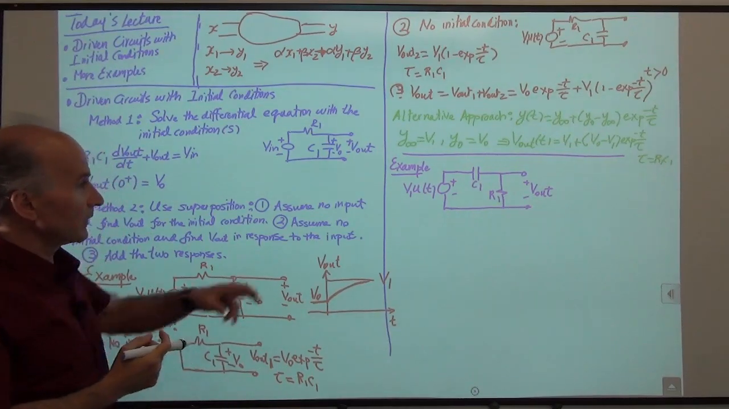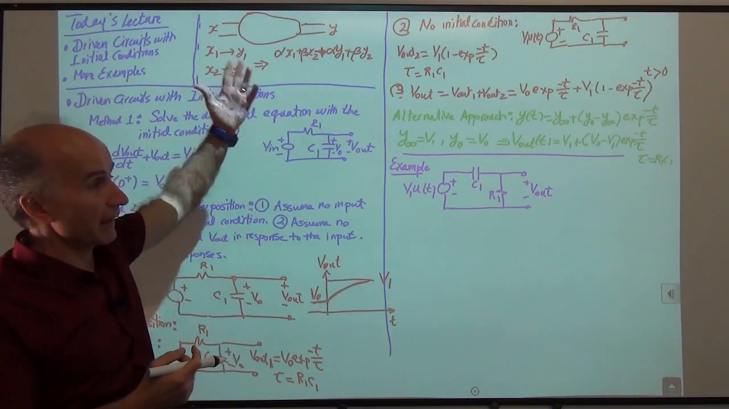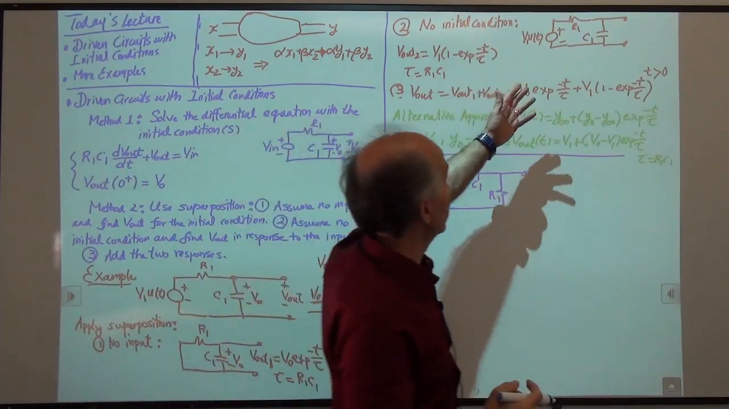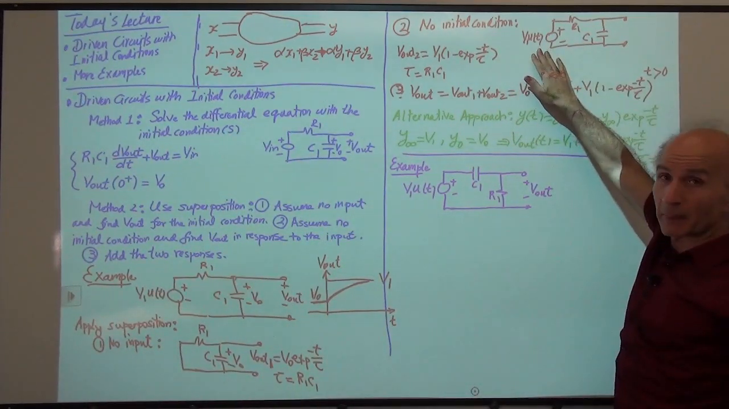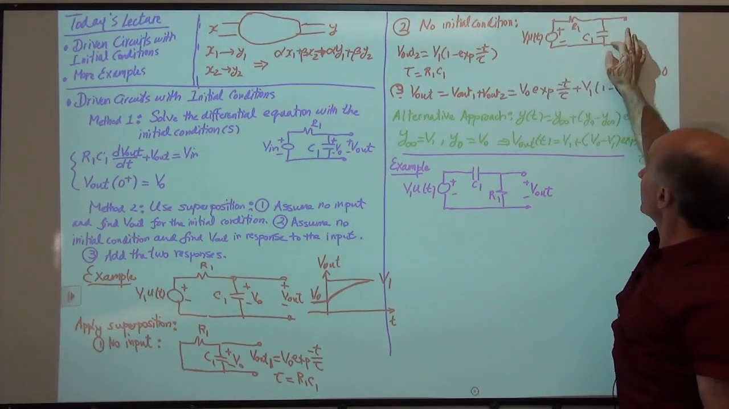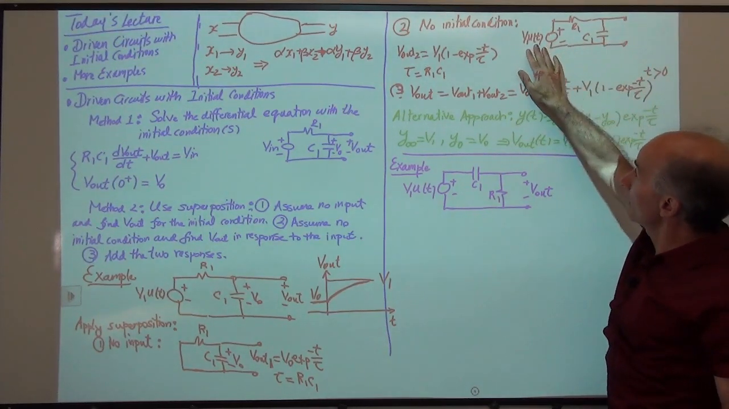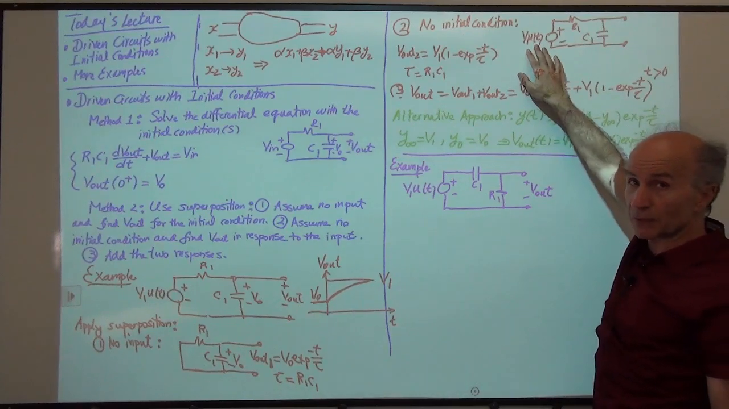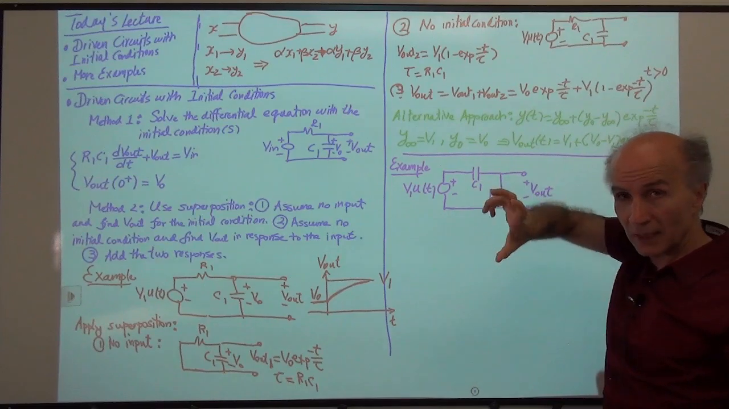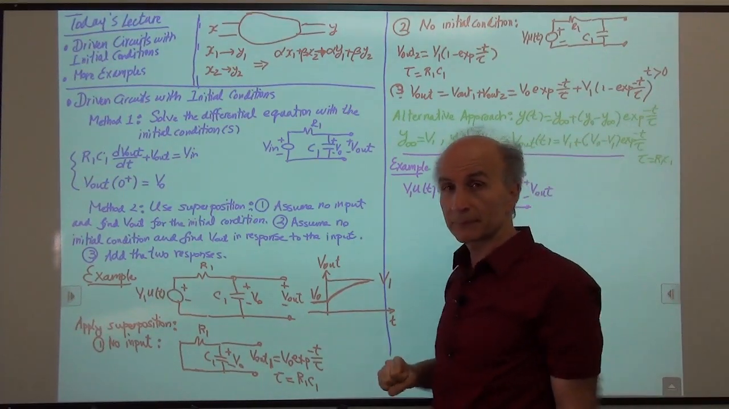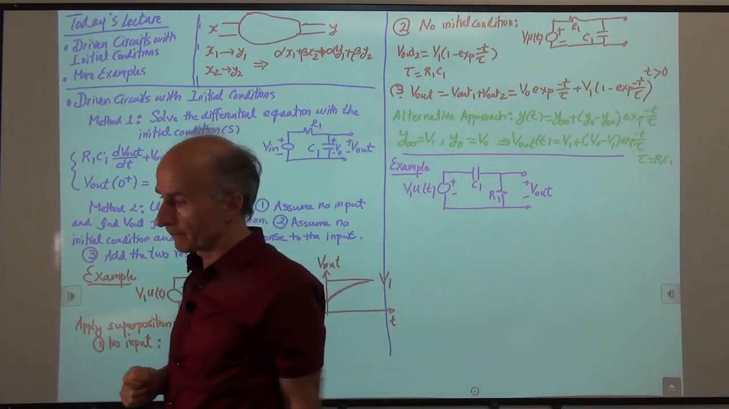So you can see that the difference between this and the RC circuit we have analyzed in the past is that previously we applied a step and we were interested in the voltage across the capacitor. Now we have applied a step and we are interested in the voltage across the resistor. It's the same circuit, right? But we are looking at the voltage across the resistor. And we want to analyze it.